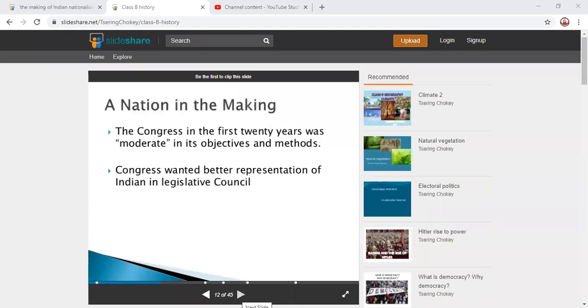Moderates were those who believed that the British respected the ideals of freedom and justice in India. They sought gradual reforms and not independence from British rule. They favored that British rule should continue for the upcoming years. This was the ideology of moderates. They wanted the British to train Indians in the art of self-government.